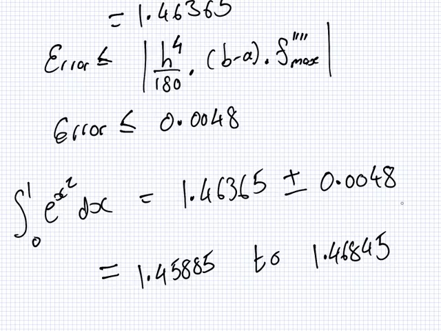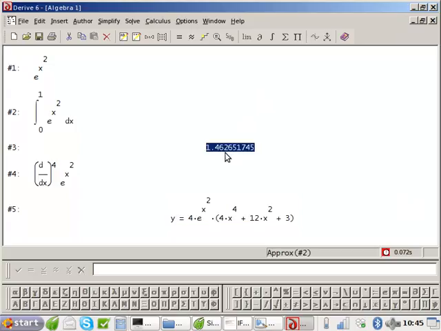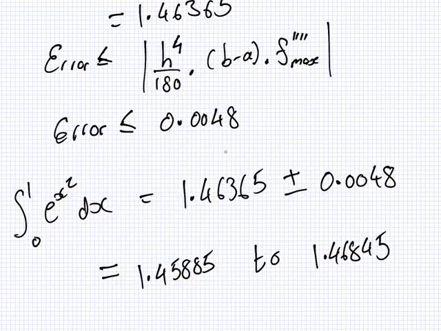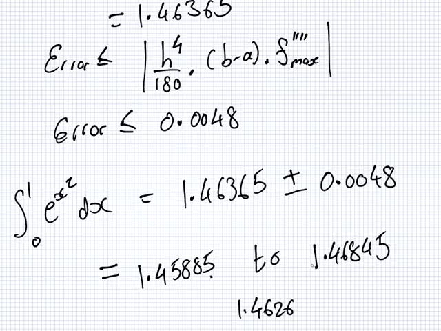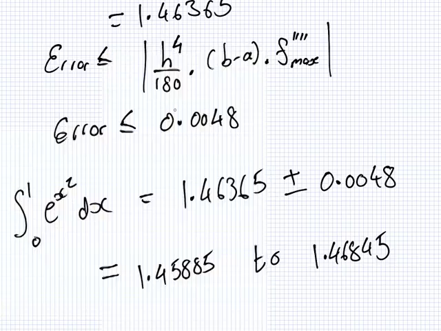Let's look at the computer program. The true value was more like 1.4626. Is 1.4626 in between these numbers? Yes. 1.4626 is bigger than this and smaller than this. So Simpson's Rule works quite well. What I'll do to finish is let's take out Excel and put the number in.